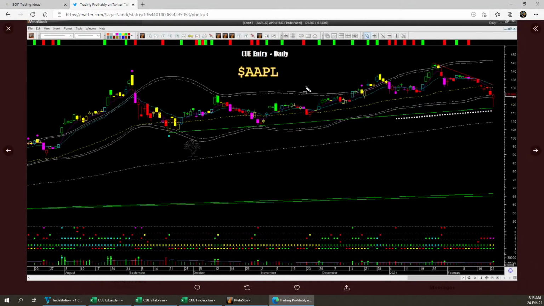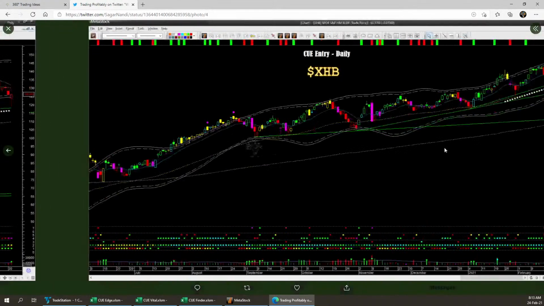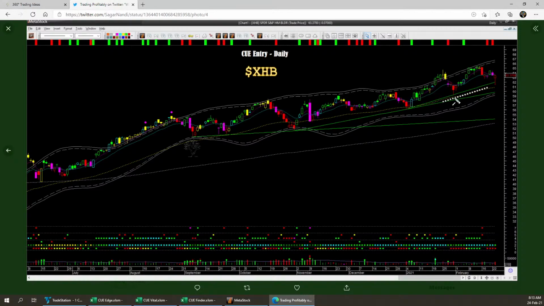If we look at mega cap stocks like AAPL, and Apple was not the only one, it was dropping continuously for several days. Yesterday, it came precisely to the trend line support and bounced up from there. And the home building ETF XHB also came to the trend line support and recovered very nicely, ending with a bullish shape candle.